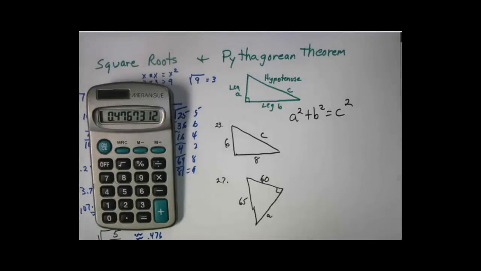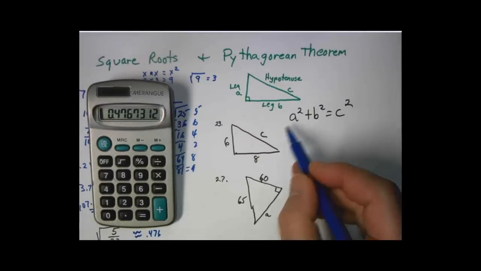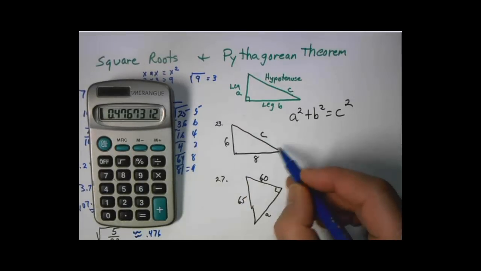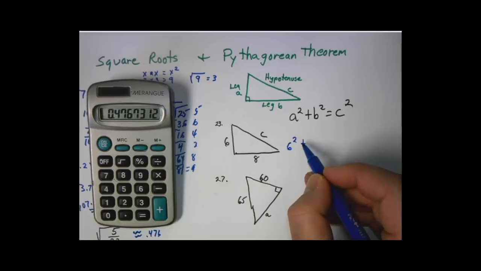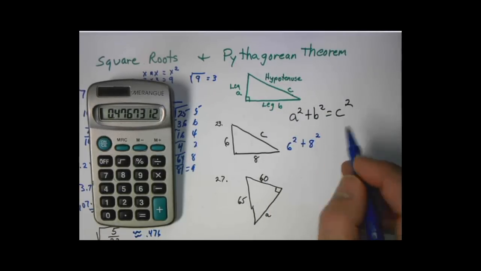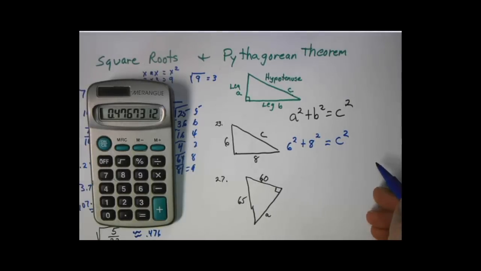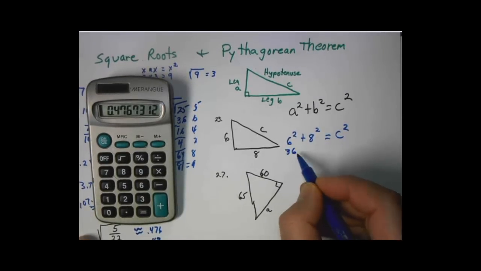So let's do problem 23 here and plug that into our formula and see how we can solve for c. Well, a is going to be the shortest side, and I know that it's 6. They told me that, so I take 6 squared. They told me what b was, that's 8, so I'm going to square that. I don't know c, I'm looking for it, so that's c squared. Well, I can do the math here, because 6 times 6 is going to give me 36.